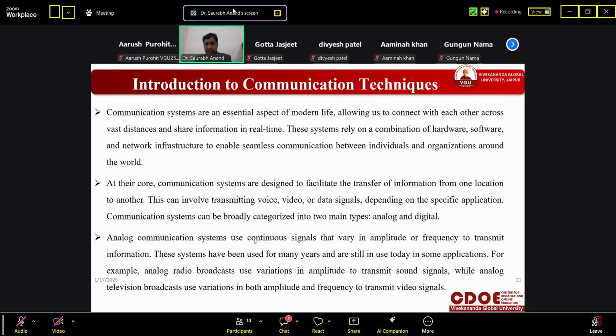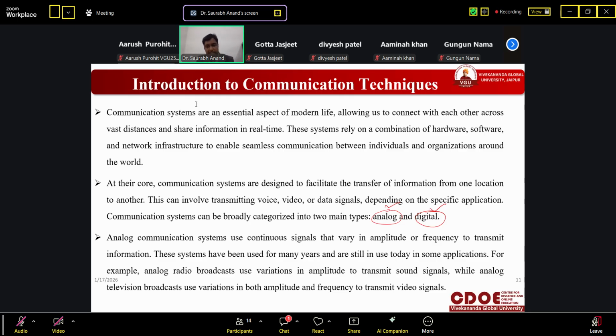So today we will discuss the communication techniques. First we should know what type of data we have. The information will be in two forms, that is analog and digital. So these are the types of information that we can have. For processing analog and digital, we have some communication techniques.